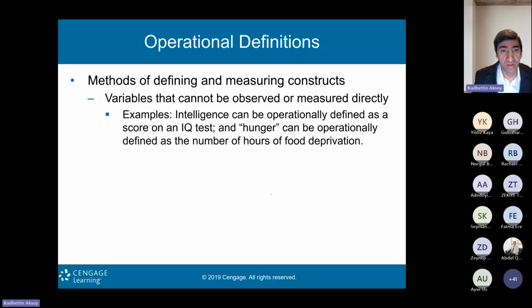So operational definitions, one more time, are methods of defining and measuring in an objective way variables that cannot be observed or measured directly. For example, intelligence can be operationally defined as score on an IQ test, and hunger can be operationally defined as the number of hours without food. You see, you can say somebody is hungry, very hungry, or a little hungry, or you could say how many hours they haven't eaten. It's more objective, more measurable. That's pretty much operational definition.